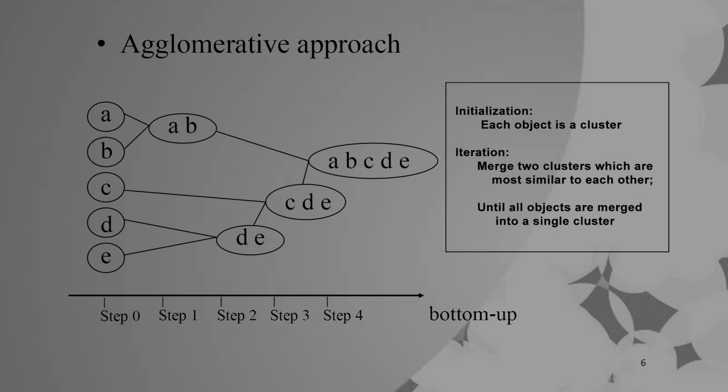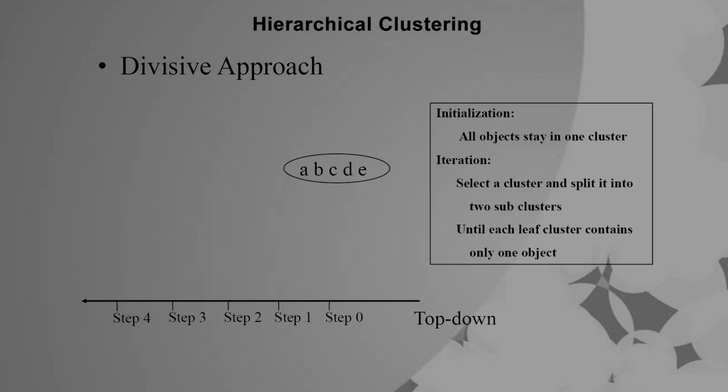We start with one cluster in which there are all the data objects or the data points, namely A, B, C, D and E. So this is one big cluster. In the next step, the iteration step, we select a cluster and split it into two subclusters, and we do this until each leaf cluster contains only one object.